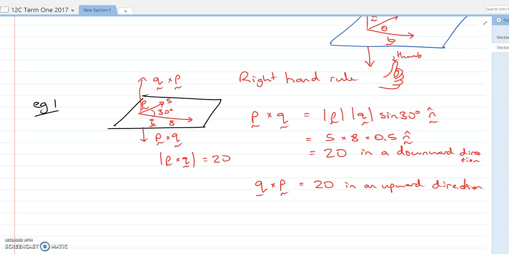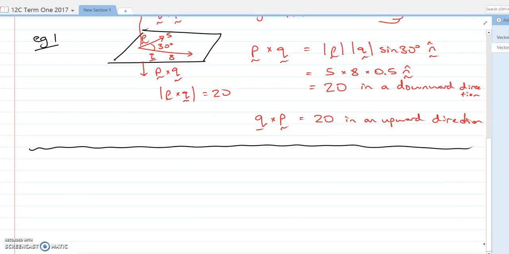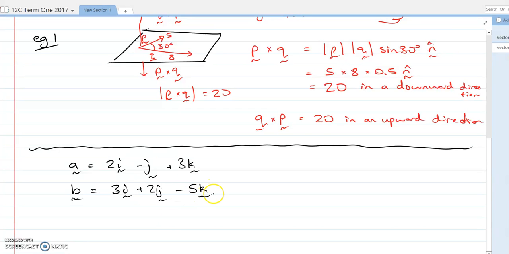Now, when you have i, j, and k, just like with the dot product, we've got a slightly simpler formula we can use, which I won't go into how we got right now, but let me just do this example. So if A equals, let's say, 2i minus j plus 3k, B equals 3i plus 2j minus 5k.